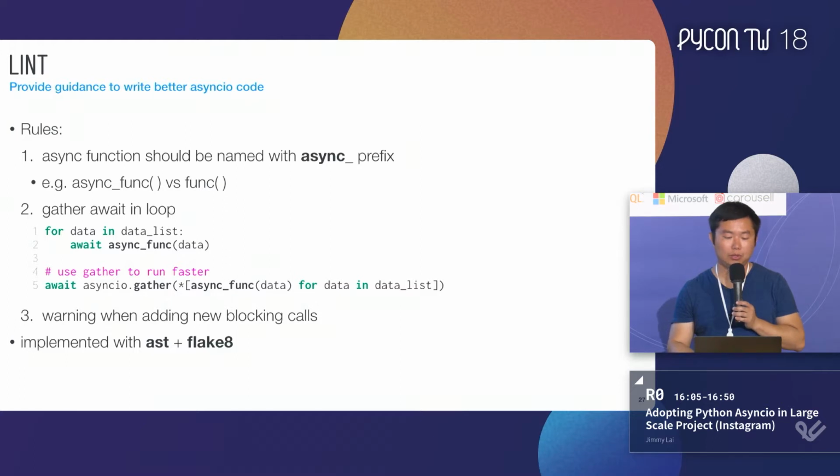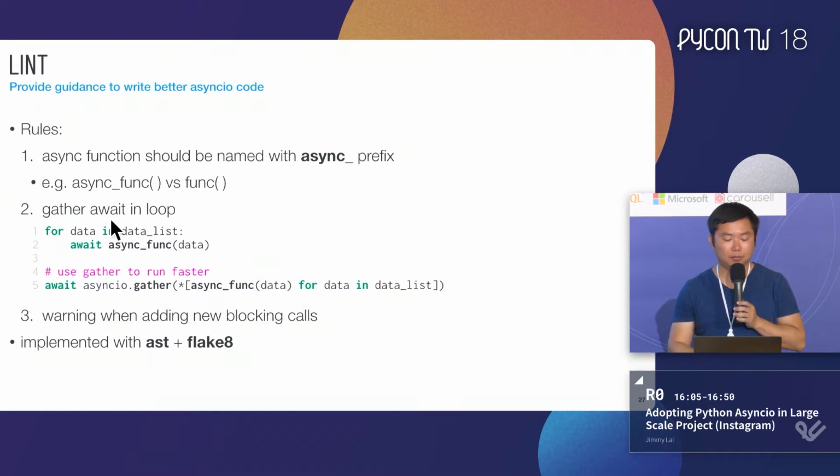And we also use LINT to provide guidance to our developers to write better async IO code. So we have some rules. The first one is a naming convention for our async functions. We want to have async underscore as a prefix for all the async functions. It's because it's easy to forget to await an async function. So having this convention can remind the developer that you are calling an async function, you should await it to get the value.